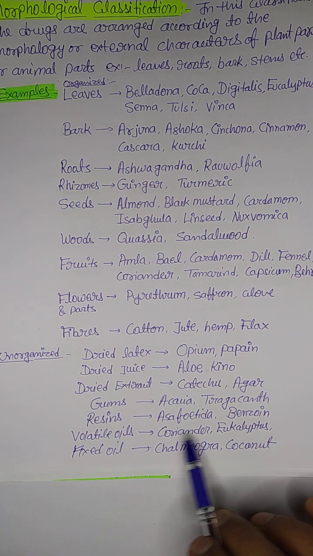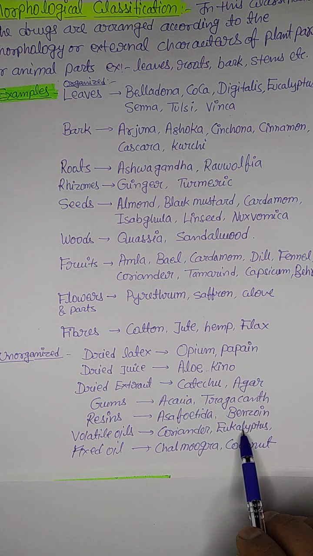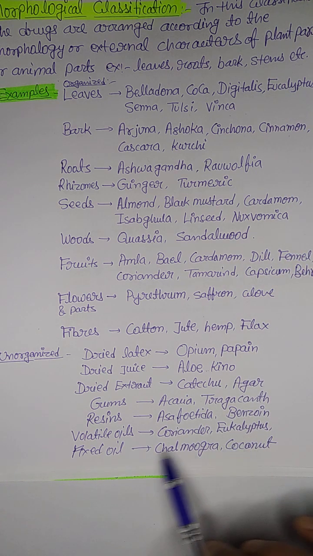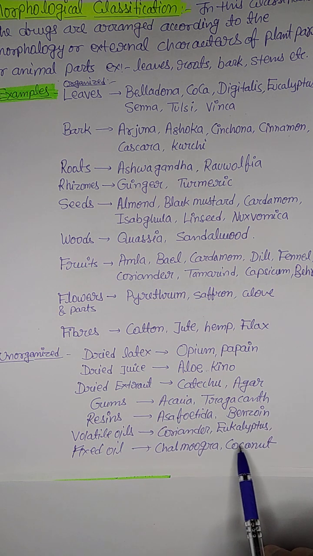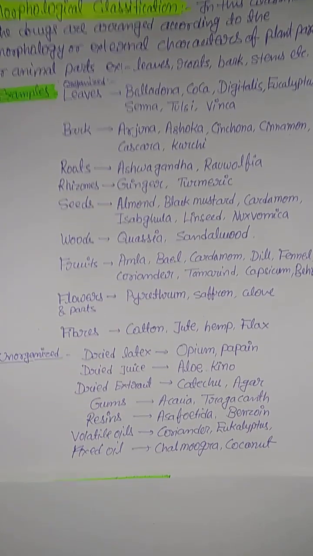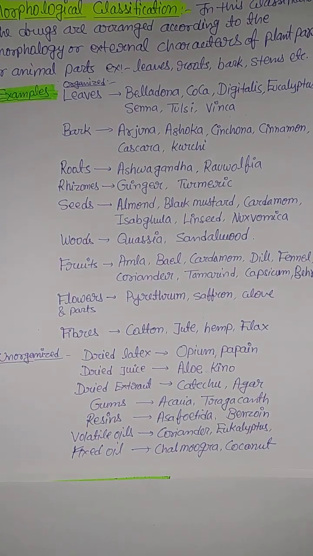Volatile oil, coriander, A, B, nothing else, coriander. Then eucalyptus, very famous, we have seen it here in leaf as an example, and here also in oil you can write it down. Fixed oil: chaulmoogra oil, coconut oil, linseed oil, groundnut oil, sunflower oil. There is a huge list of examples in the morphological classification.